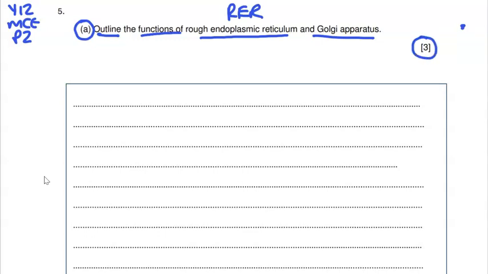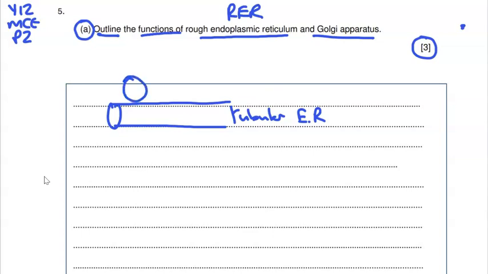So we would probably begin with the idea that the rough endoplasmic reticulum, we'd start with the tubular structure of the endoplasmic reticulum, and its association with the ribosome. And you would be then linking, saying that the ribosome is responsible for the synthesis of proteins. So proteins will be built on the ribosome and then placed into the endoplasmic reticulum.